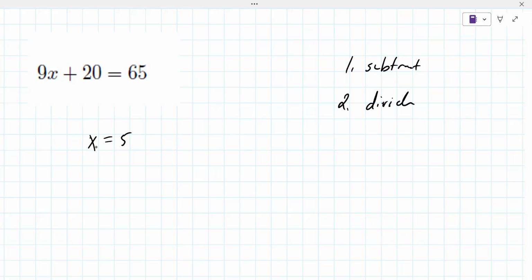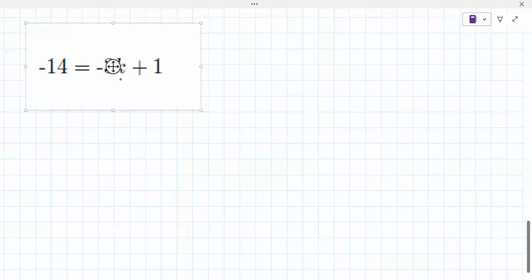Very good. Now we're going to look at some new problems here that are not any different. They're the exact same steps to solve, but they will look a little different at first glance. So let's take a look here. You're still going to subtract and then divide.